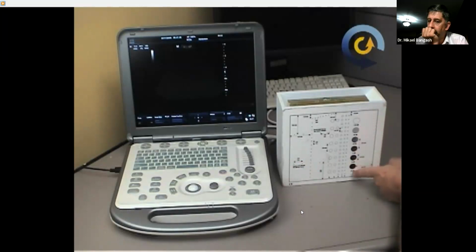Contrast resolution is what you can see right over here. It wants to find out how well you can see changes in density, not just a change of size of an object.